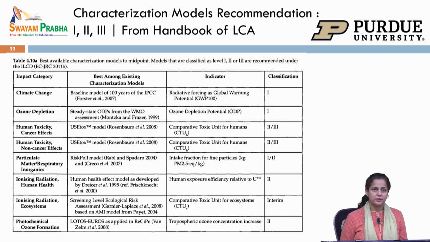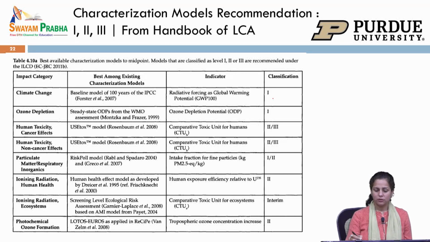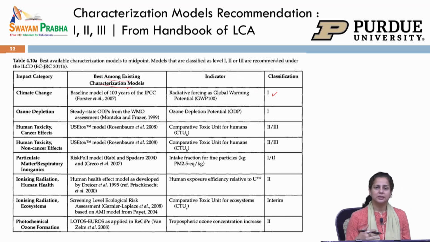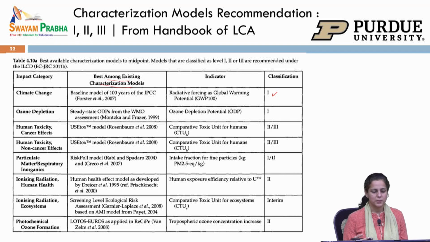So, some of the characterization models recommendation from the handbook of LCA is, whenever you have classification as 1, that is the one that is actually recommended by the ISO to use. For example, for climate change, you have the best among existing characterization models, which says that there are multiple characterization models for the same impact, but which one is the best, that has been recommended by most of the users of LCA or recommended by ISO.